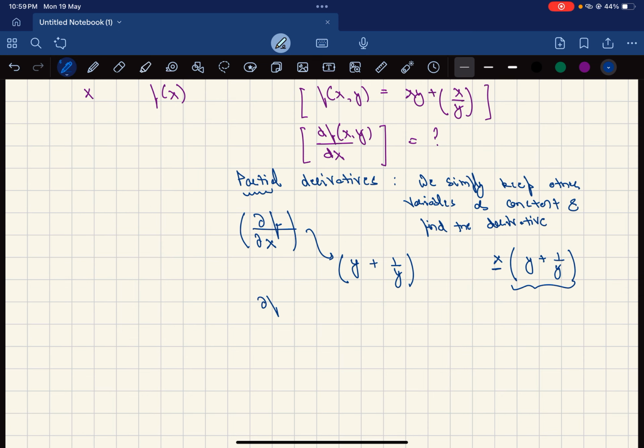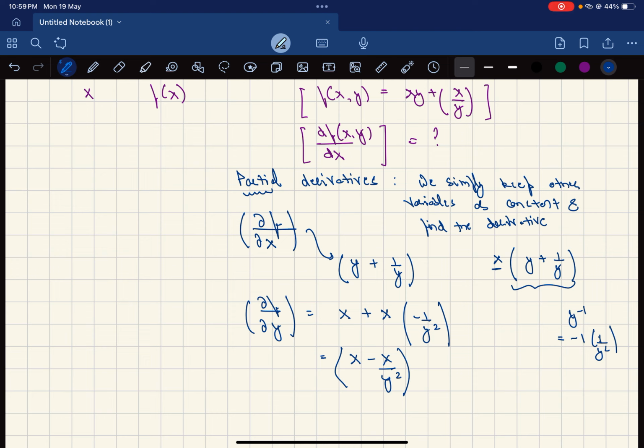Now what if we have to find the partial derivative with respect to y? So del f upon del y, this time we keep x as constant, so we are left with x plus 1 upon y. x is a constant, so we bring it out. The derivative of 1 upon y is minus 1 upon y square, because y to the power minus 1 becomes minus 1 into 1 upon y square. So we are left with x minus x upon y square as the required partial derivative. So this is how we can compute the partial derivatives of functions in multiple variables.